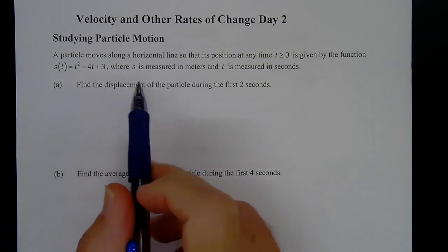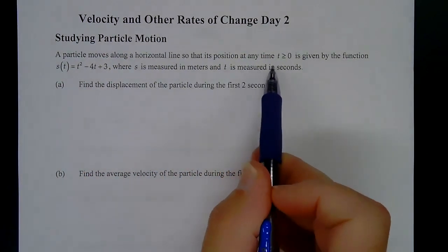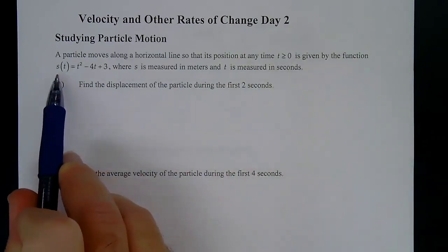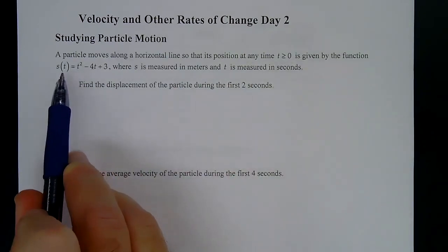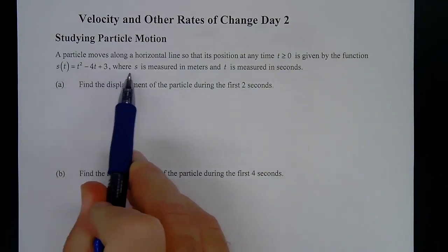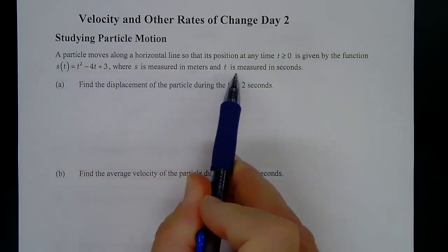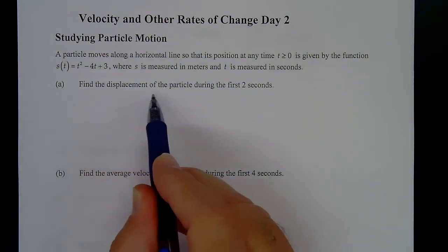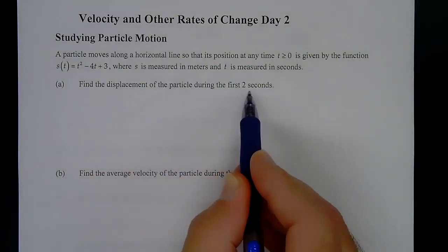So a particle moves along a horizontal line so that its position at any time t greater than or equal to 0 is given by the function s of t. So this is going to tell us the position, where s is measured in meters and t is measured in seconds. So we put a time in, we know the location of it on this horizontal line, okay? So the very first thing is find the displacement of the particle during the first 2 seconds.